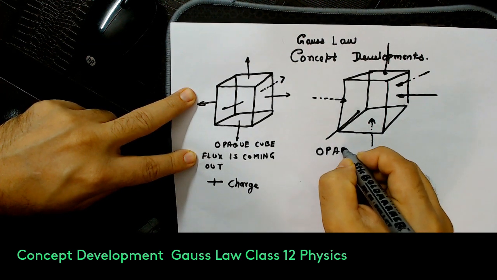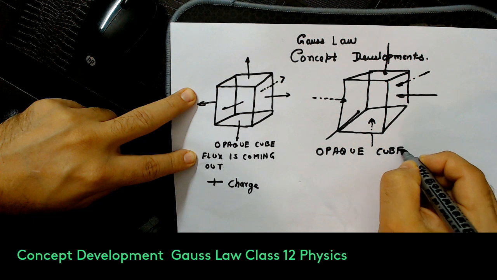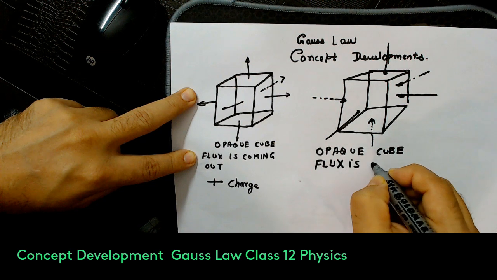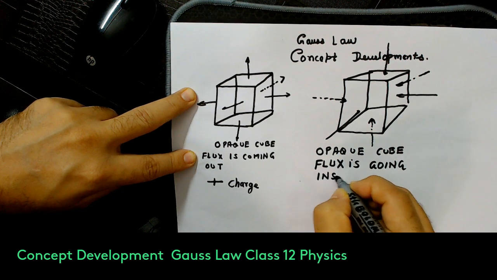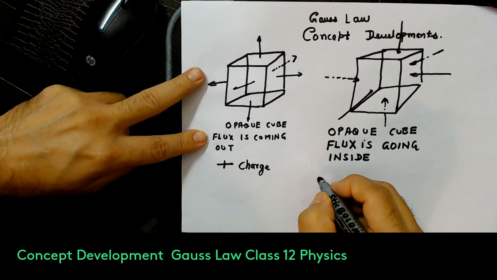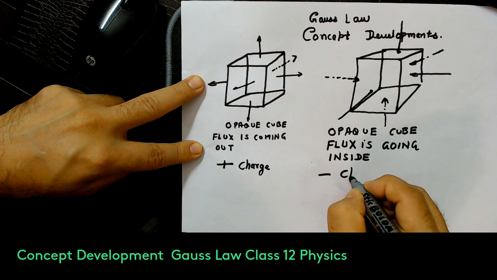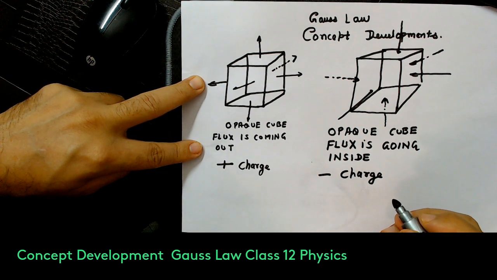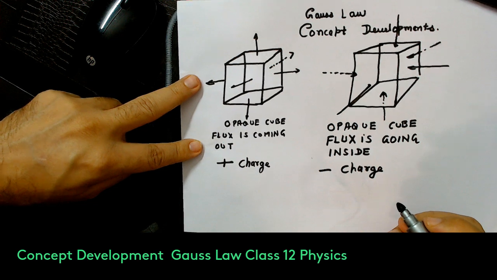This is the second situation which you will see. This is an opaque cube, and the flux is going inside. Then we can conclude that the charge contained by this cube is a negative charge. Without even going inside the cube, just by the look of electric field flux, you can guess what type of charge is contained inside this closed surface.